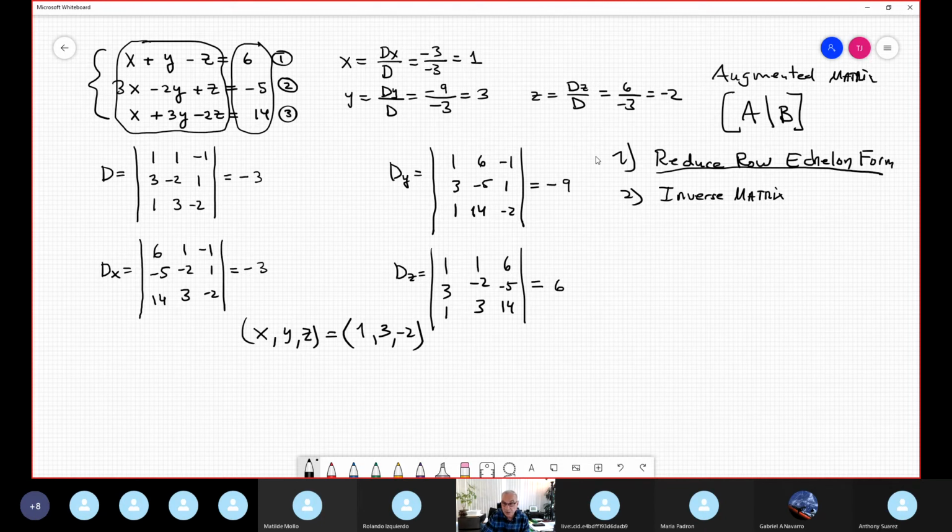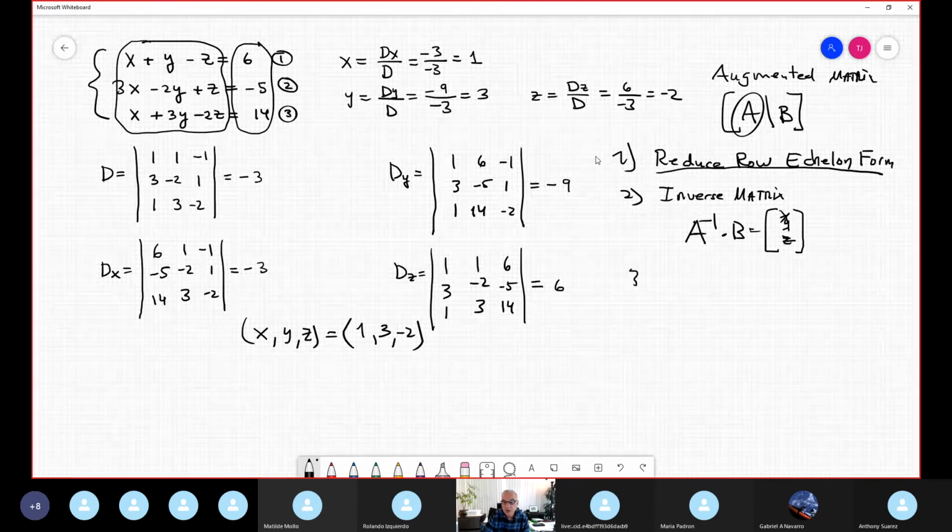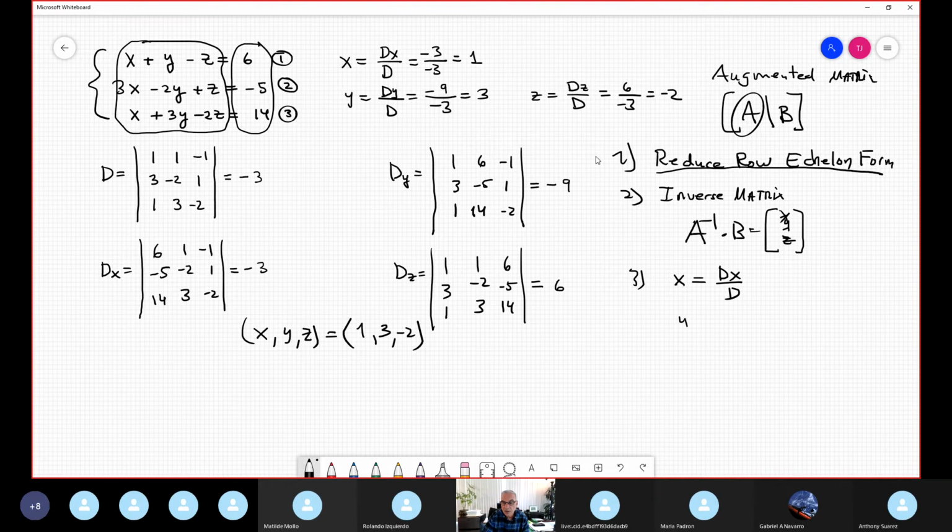You find the A matrix, it's the same A, but you find the inverse. A inverse multiplied by B, and you get the vector, and the vector gives me three numbers, or four, depending on the number of equations, giving the solution X, Y, Z. And this is a numerical value. And number three is determinants, Cramer's rule. X is equal to Dx divided by D, Y is equal to Dy divided by D, and Z is equal to Dz divided by D. And that's it. Cramer's rule.